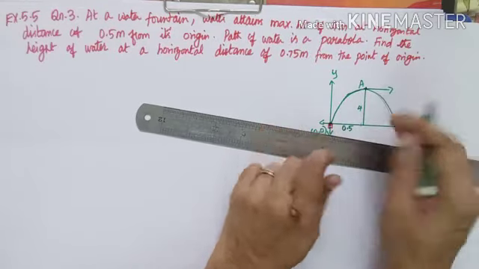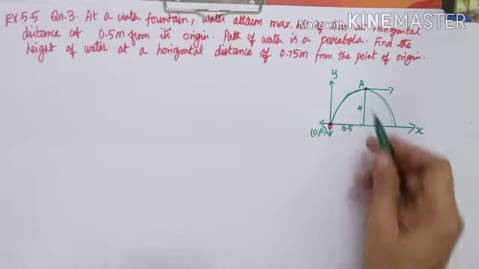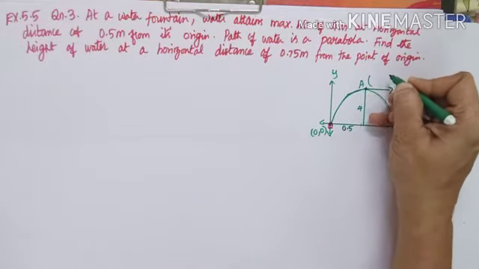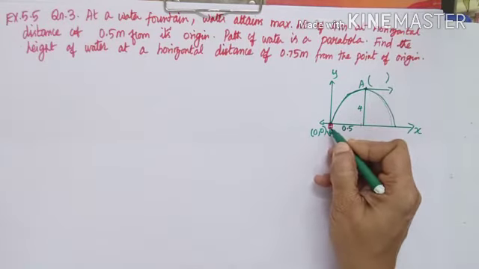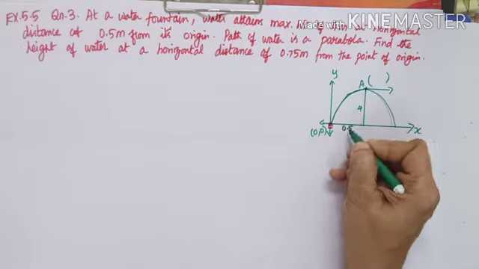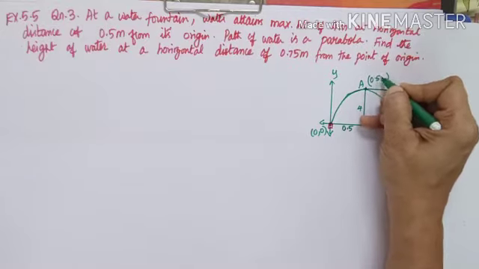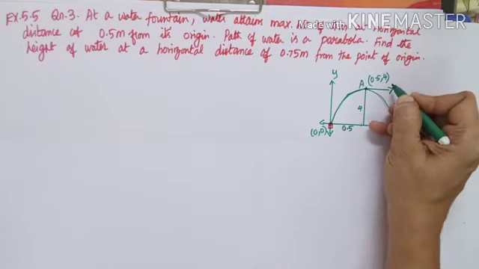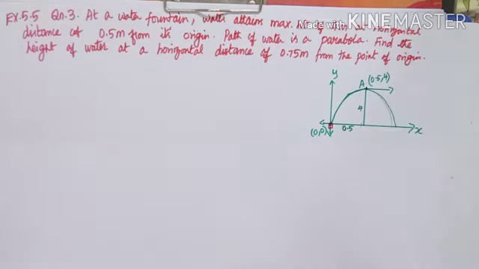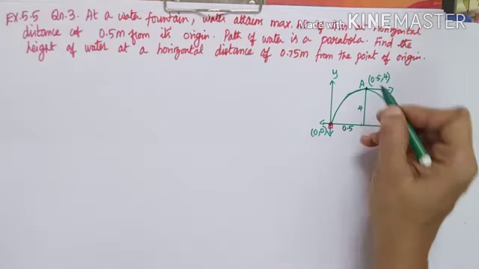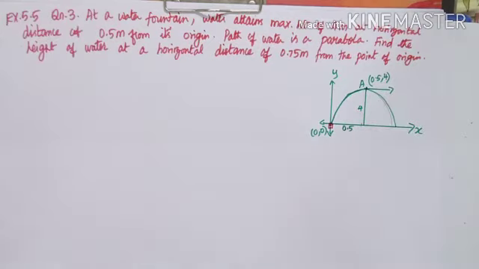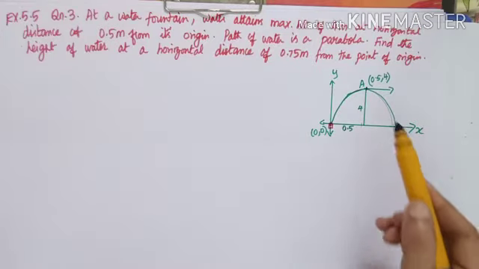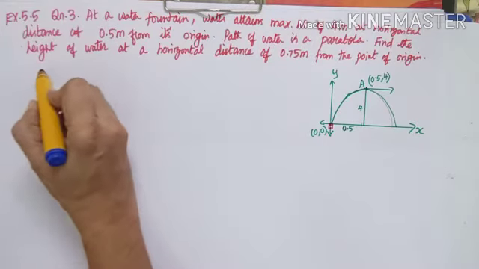So what is the vertex if I treat this as the vertex? This is 0, 0. What is x value? 0.5. And what is y value? 4. So vertex we know is 0.5, 4. Whenever the vertex is different, how will you write the equation of the parabola? It is opening down.